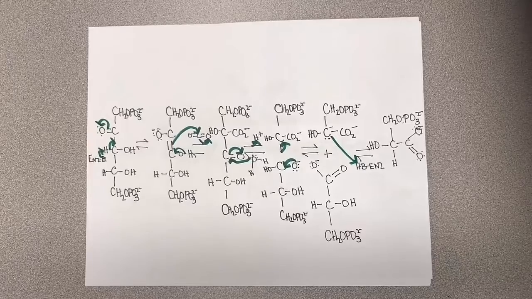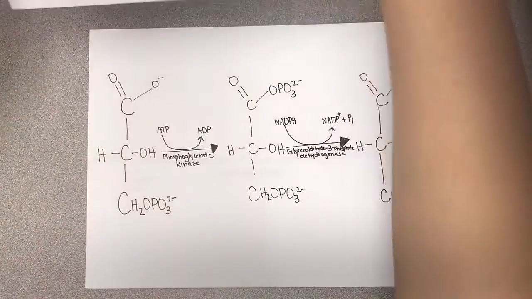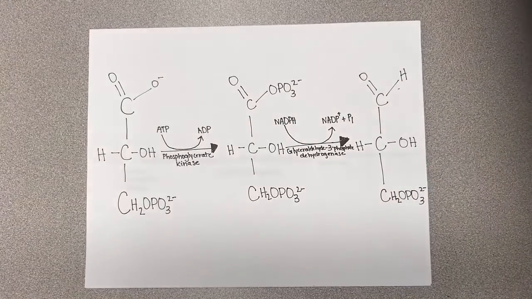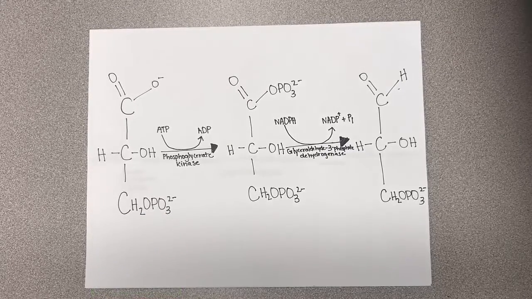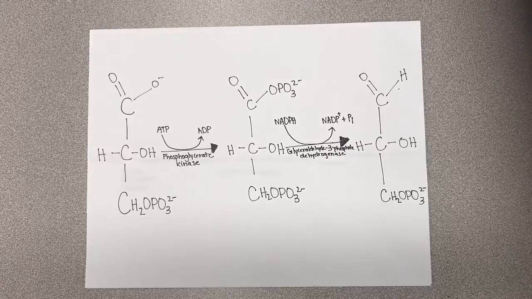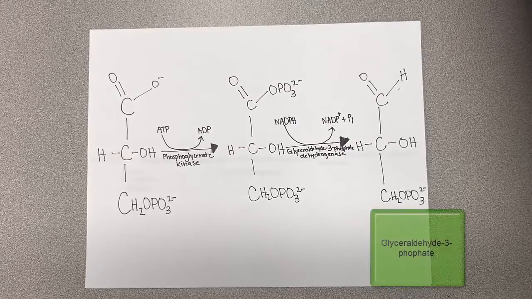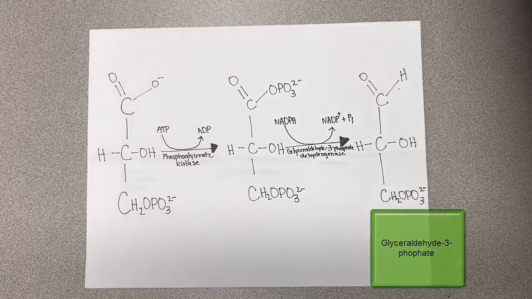The next chemical reactions involve the previously made 3-PG. Starting off the reaction with step 1, each of the 3-PG molecules are phosphorylated by ATP, which is catalyzed by the enzyme phosphoglycerate kinase. This produces two 1,3-bisphosphoglycerates. Step 2. The 1,3-bisphosphoglycerates are then reduced by NADPH and catalyzed by the enzyme glyceraldehyde 3-phosphate dehydrogenase to form two glyceraldehyde 3-phosphates.